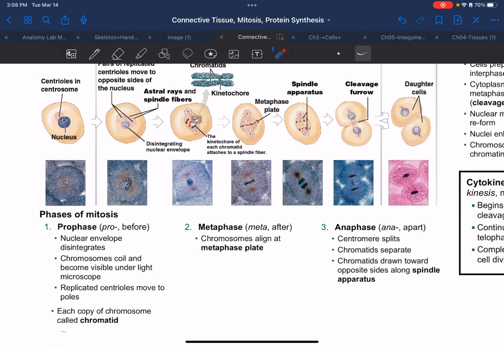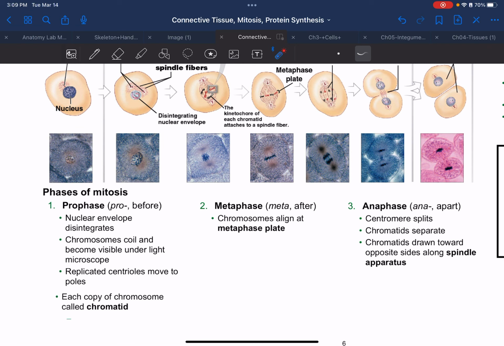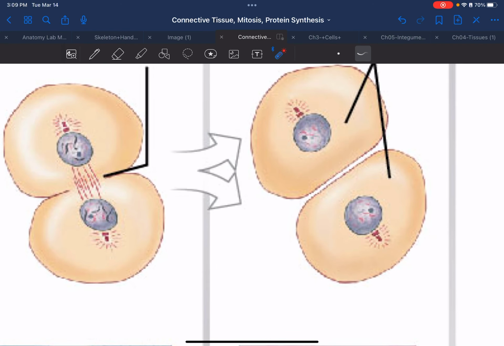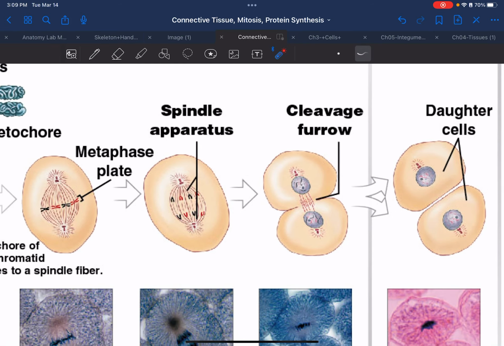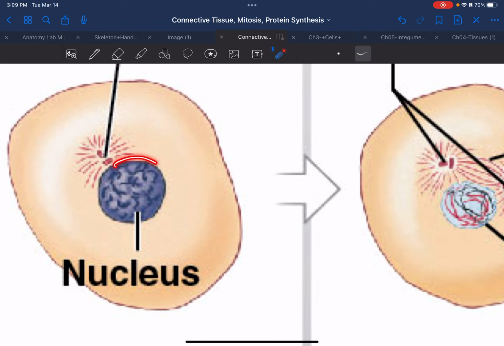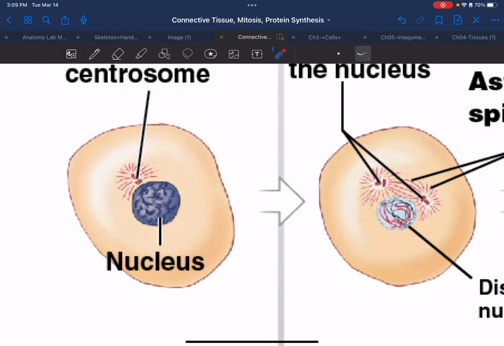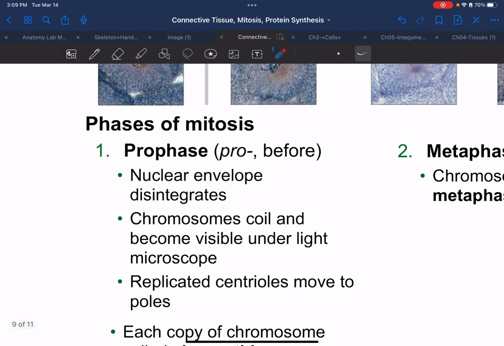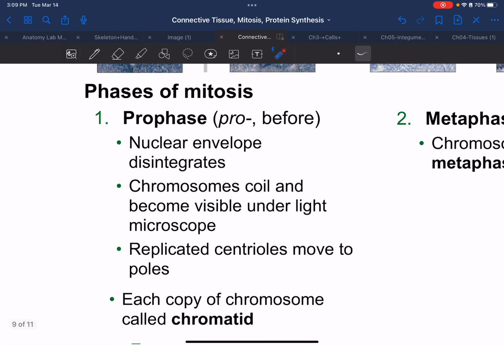So first phase, prophase. Let the P remind you, I kind of think about it as a prepare phase more than I do actually before. But preparatory phase, where the nuclear envelope disintegrates. And this has to make sense, right? Our nucleus has to release that genetic information so that eventually the other cell can also have a copy of it. But the nucleus is keeping it bound together. So first thing we got to do in prophase is break apart that nuclear envelope, or the membrane of the nucleus.